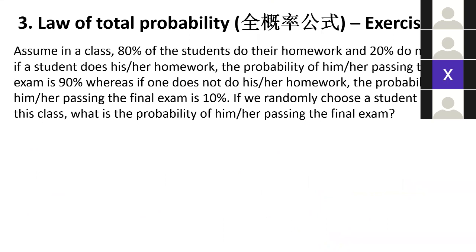Assume in the class 80% of the students do their homework and 20% do not. And if a student does his or her homework, the probability of him or her passing the final exam is 90%, whereas if one does not do his or her homework, the probability of him or her passing the final exam is 10%. If we randomly choose a student from this class, what is the probability of him or her passing the final exam? Okay, I'll leave you 5 minutes to think about this.